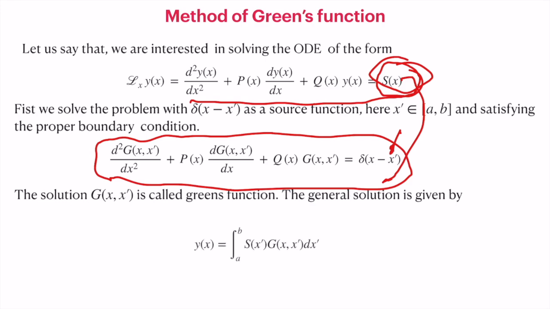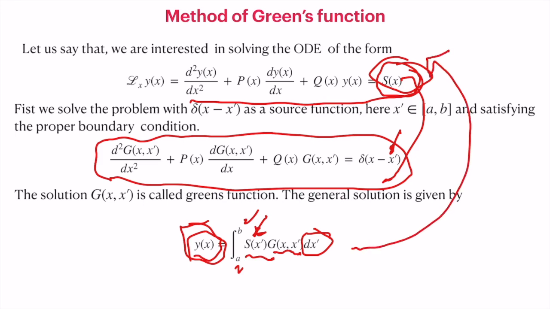Once we obtain the Green's function, the general solution is simply given by y of x is equal to the integral from a to b of s of x prime into G of x, x prime dx prime. So it is integrated over the variable x prime, and then you have y as a function of x only, and that would be the solution of this differential equation.